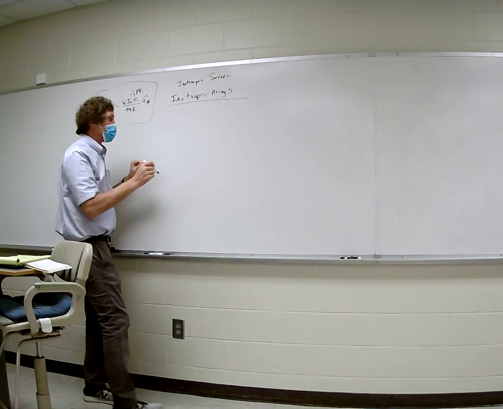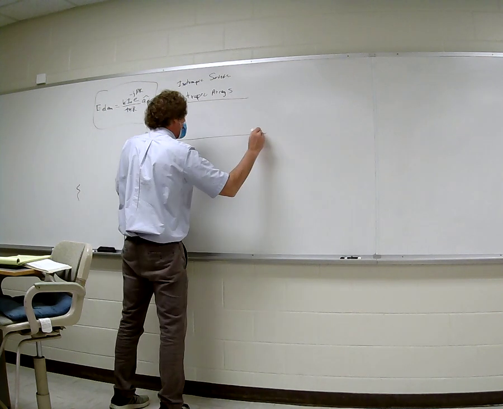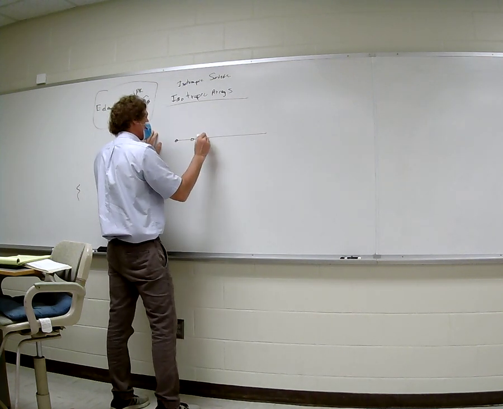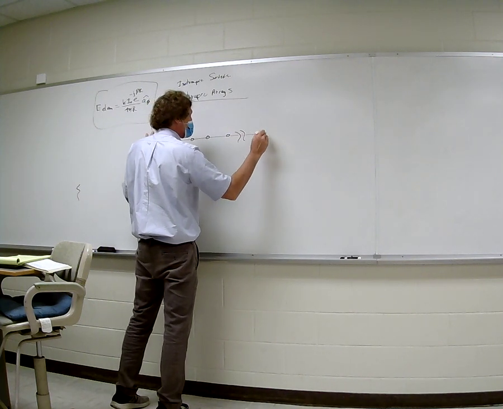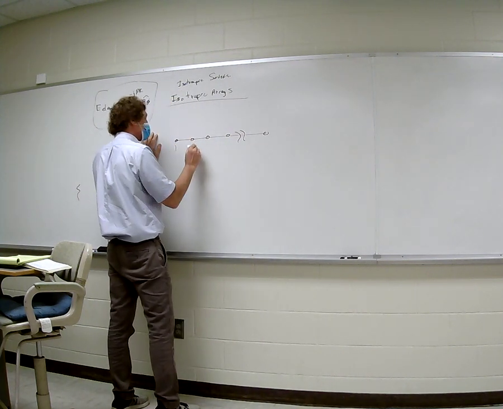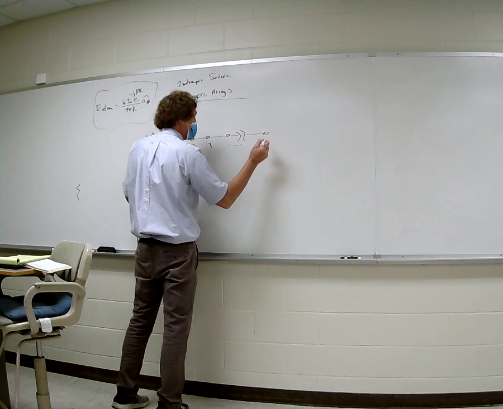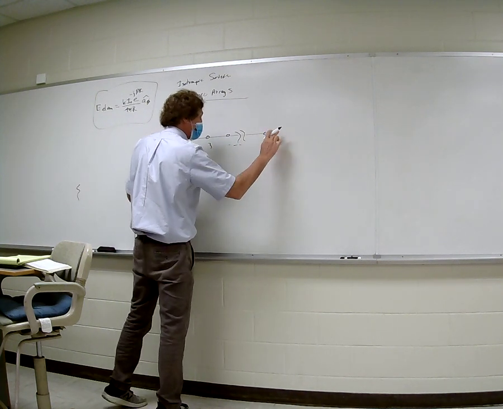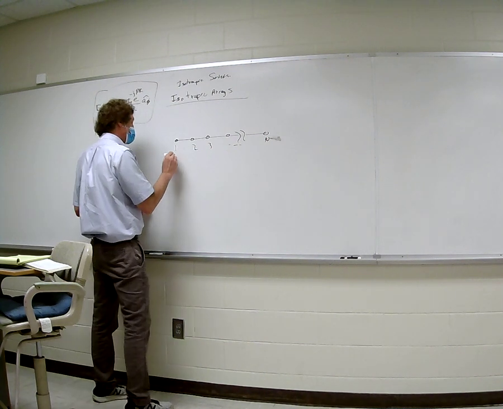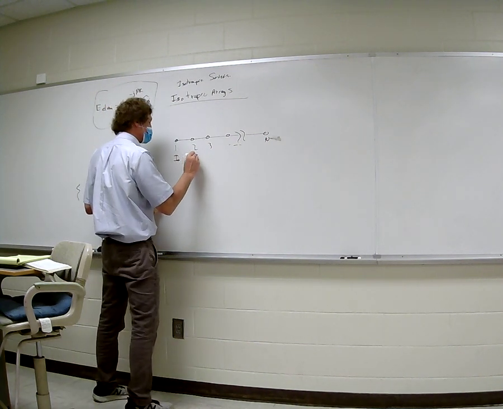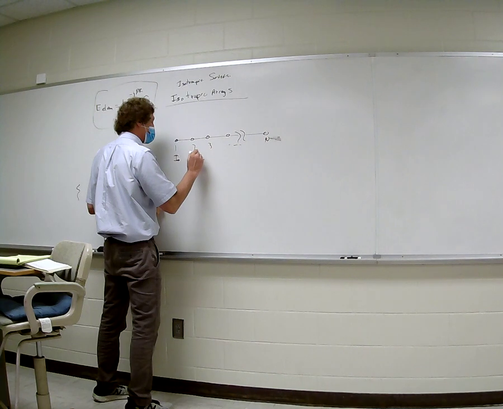So if we have a bunch of these elements in an array, this is where I was last time. And we have 1, 2, 3, n elements, n points, all right. These elements all have the same magnitude of current, but there's going to be a progressive phase.